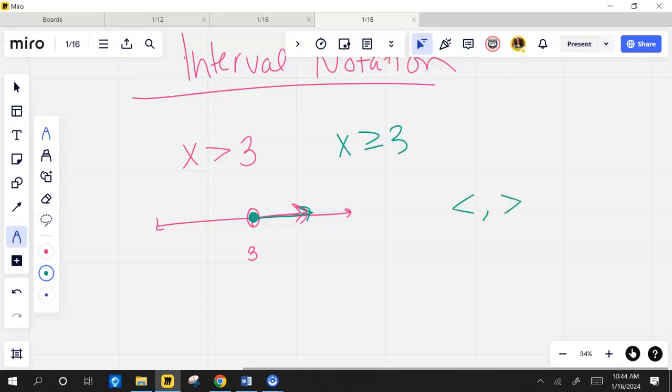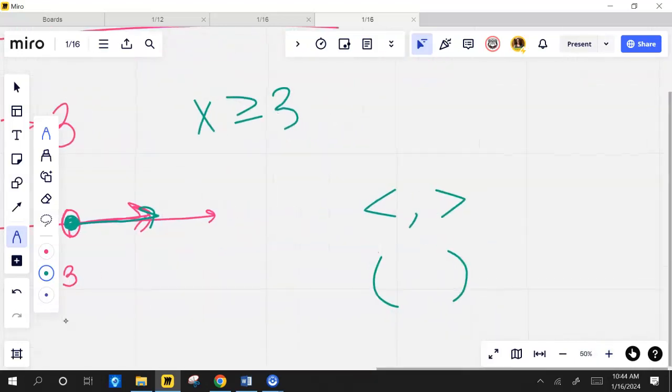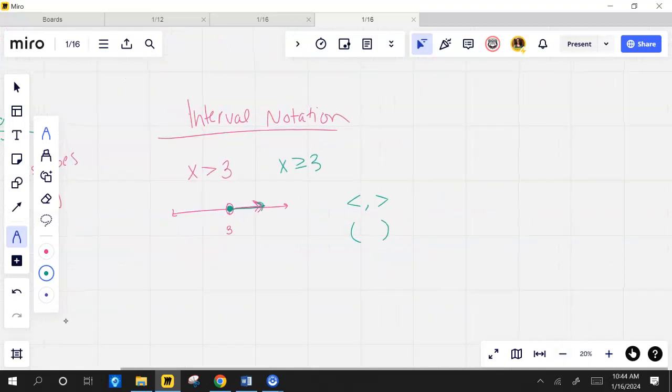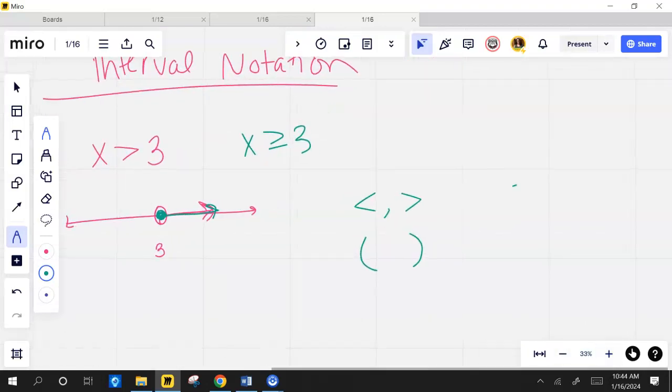If it's not included, we're going to use parentheses. If it is included, we're going to use a bracket.